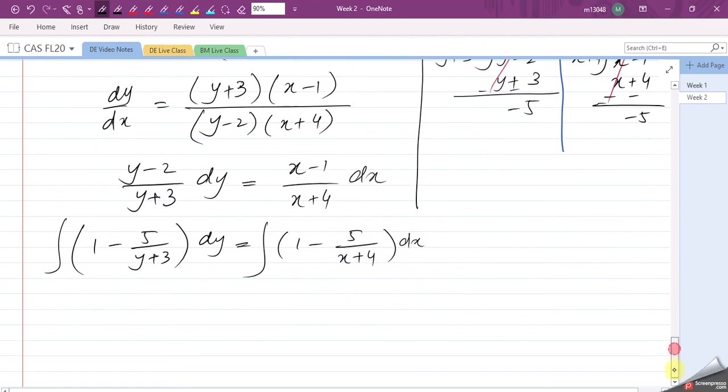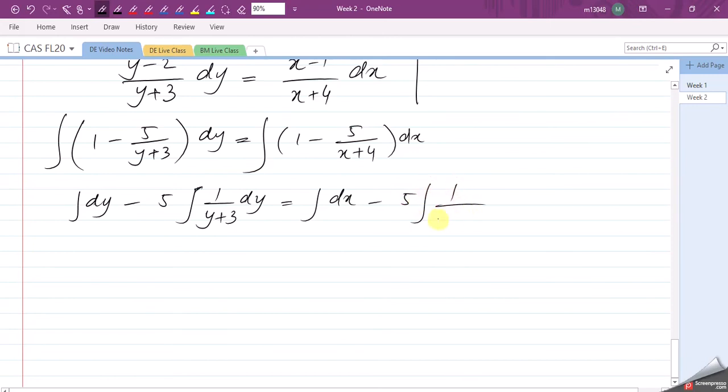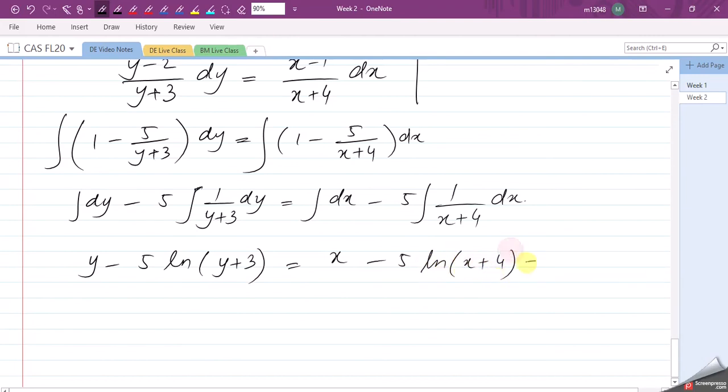And now we can easily separate these integrals into two. This will be dy minus 5 times integral 1 over y plus 3 dy, integral dx minus 5 times 1 over integral x plus 4 dx, y minus 5 times log of y plus 3, x minus 5 times log of x plus 4 plus c.